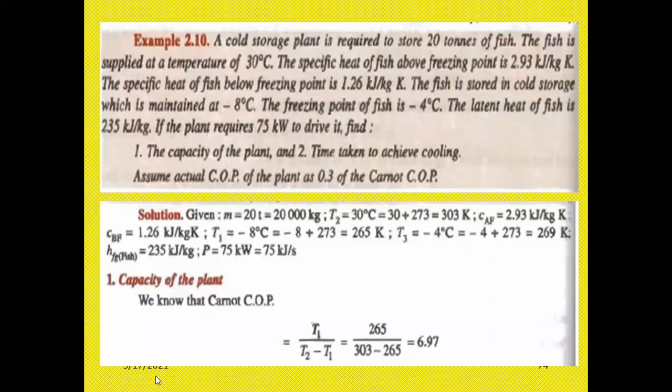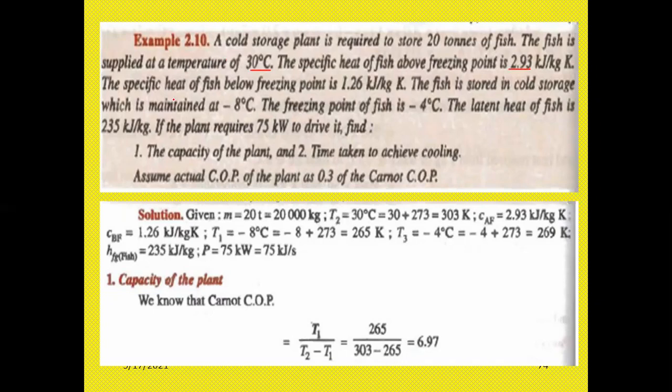Next is the second problem. A cold storage plant is required to store 20 tons of fish. The fish is supplied at the temperature of 30 degrees centigrade. The specific heat of fish above the freezing point is 2.93 kilojoules per kg Kelvin.